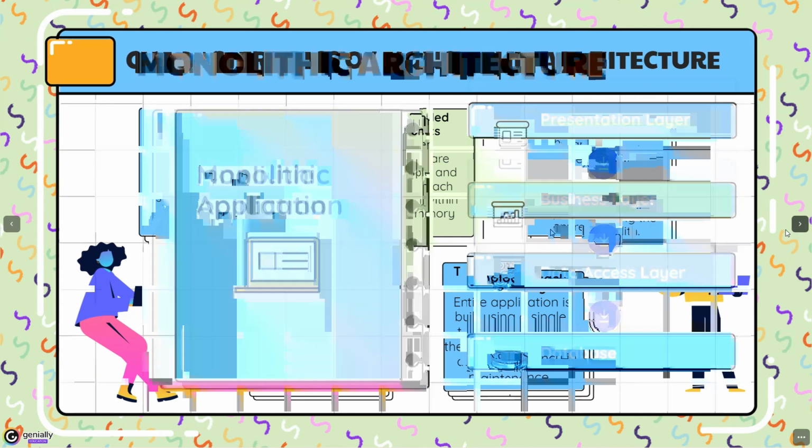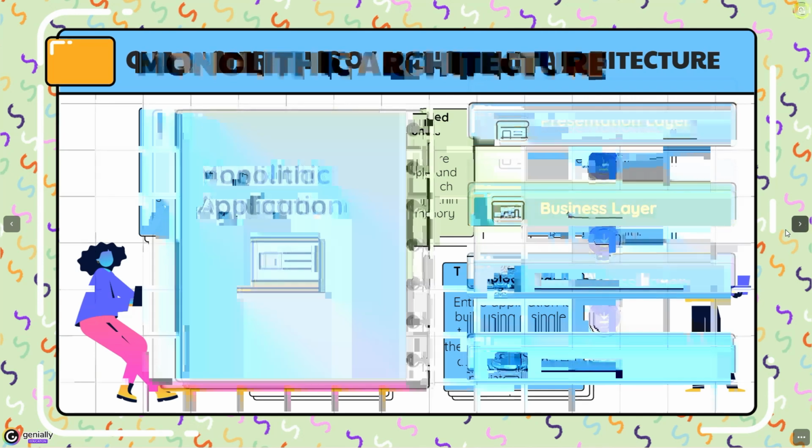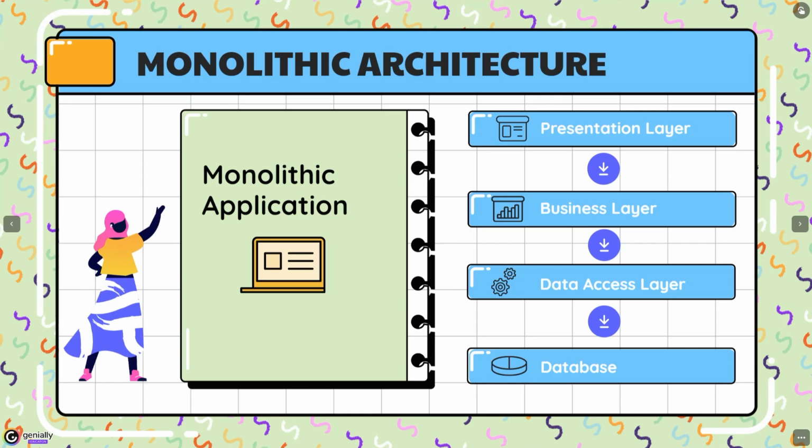So, imagine a classic well organized office where every department has its own distinct role but works within a single building. In monolithic architecture, your application is similarly divided into three core layers, each with a unique function. One is the presentation layer. This is your front desk, greeting users and handling their requests, displaying information and managing interactions.